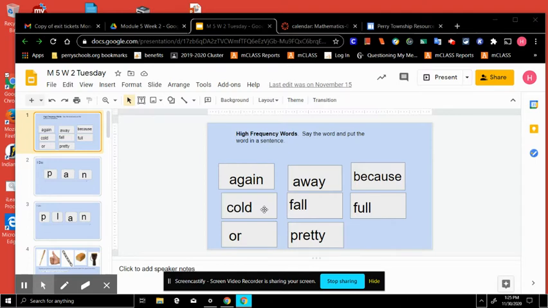Now, I want you to put the word pretty. Put pretty in a sentence. Pause your computer and put pretty in a sentence. Because. Put because in a sentence.